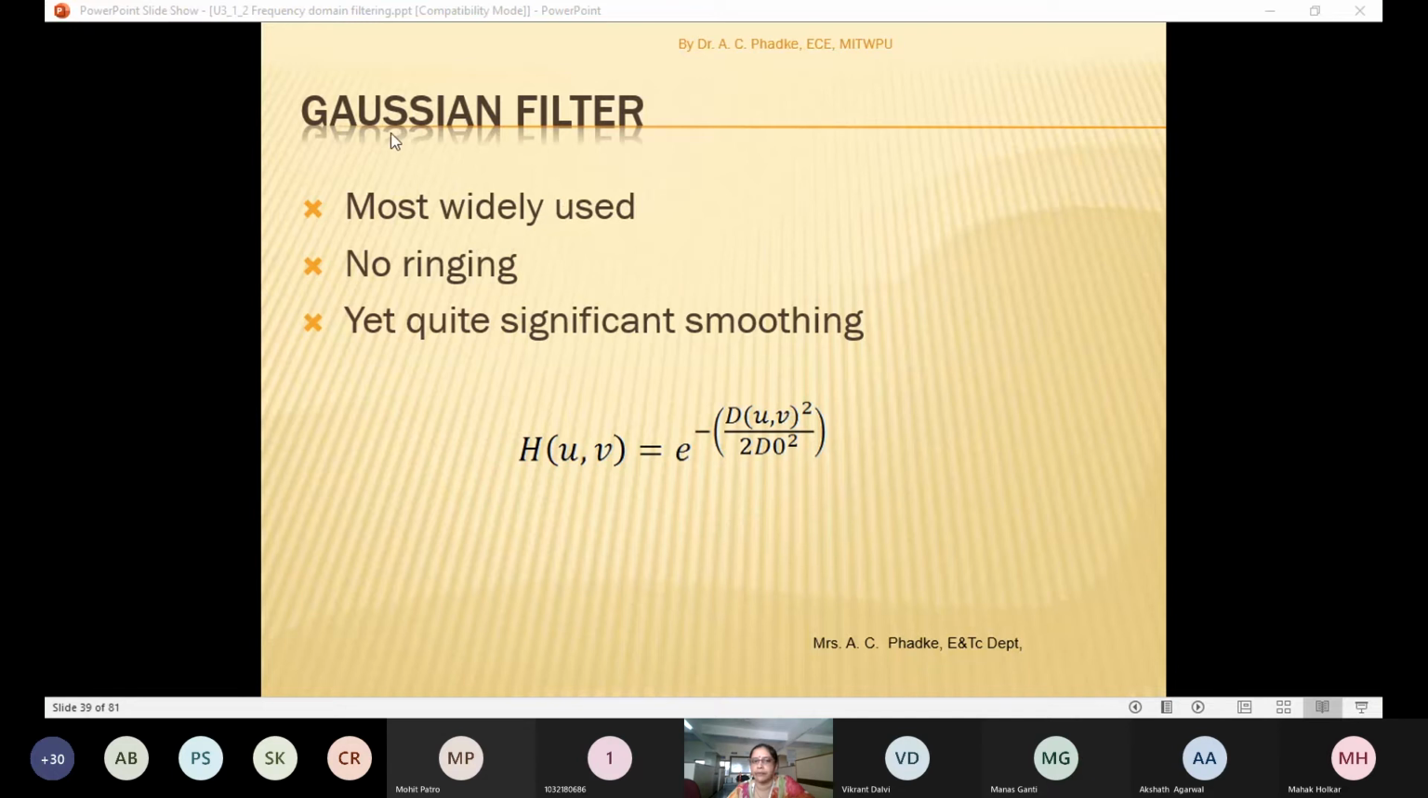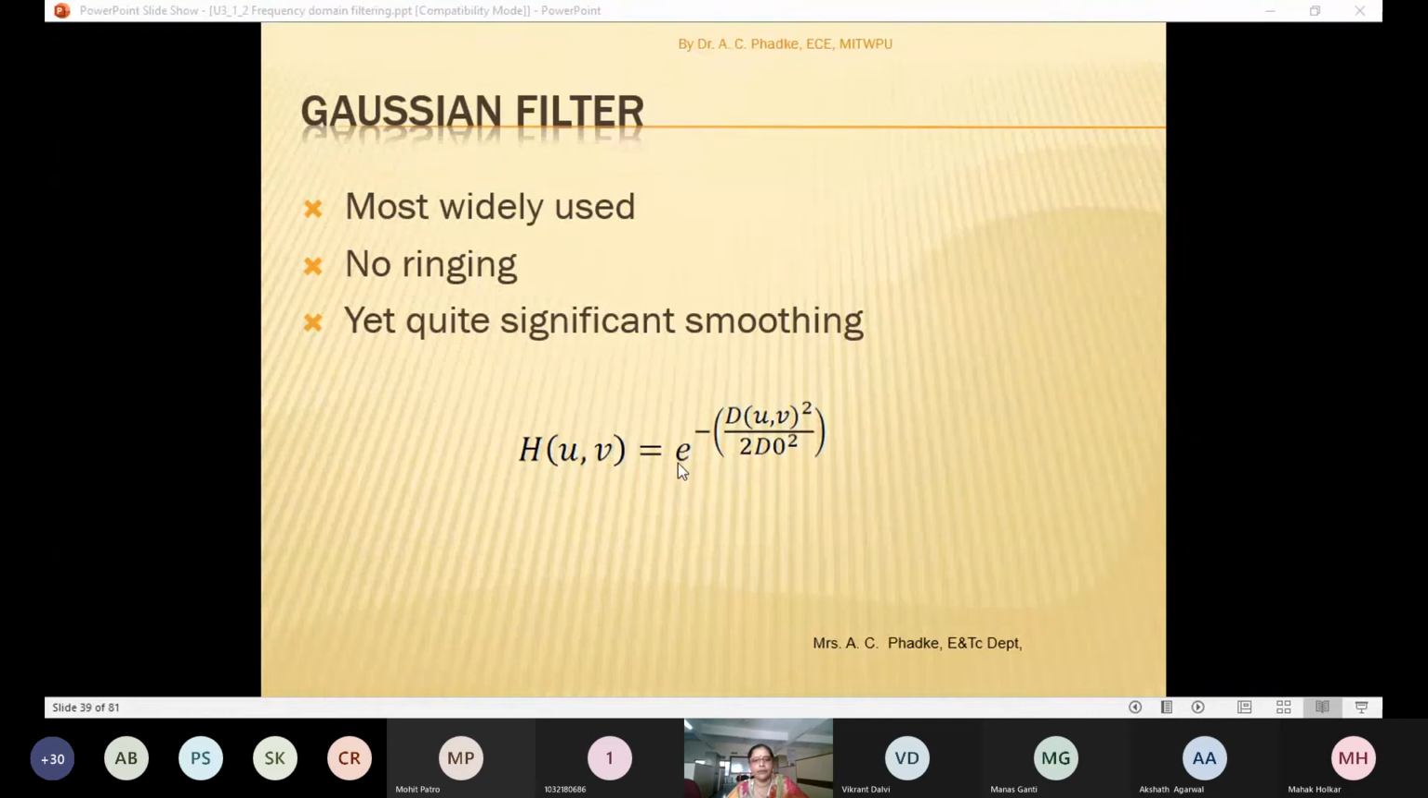First reason is it is symmetric around vertical axis, and second reason is Gaussian shape in time domain is same as Gaussian shape in frequency domain, and at the same time it gives quite significant smoothing, means it removes noise from the image. That's why Gaussian filters are most widely used, and this is filter function for Gaussian filter.